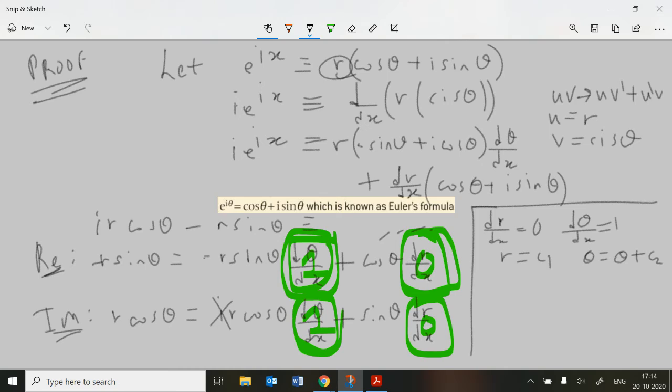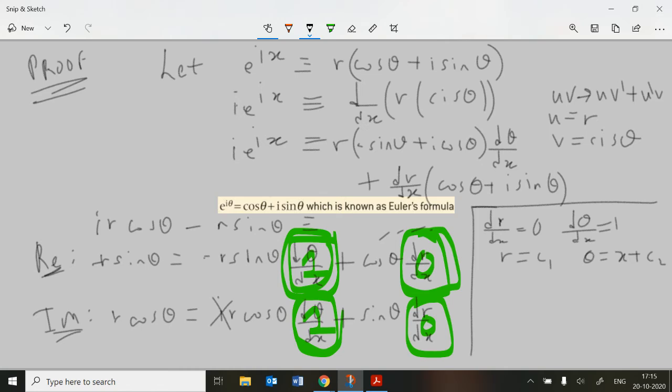Okay, but theta here is now... made a little mistake there, haven't I? That's equal to x when I integrate both sides, plus c2. You can see that theta is now dependent on x. Glad I saw that one in time.